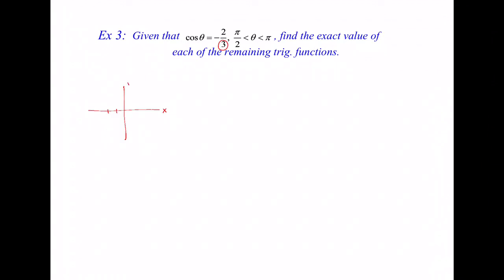How do we know that? Well, the next piece of information says that theta is greater than pi over 2 and less than pi. So that tells us it must be in quadrant 2. And so negative 2, knowing that theta is the acute angle with the x-axis and the terminal side, negative 2 is the adjacent side, and 3 is the hypotenuse.